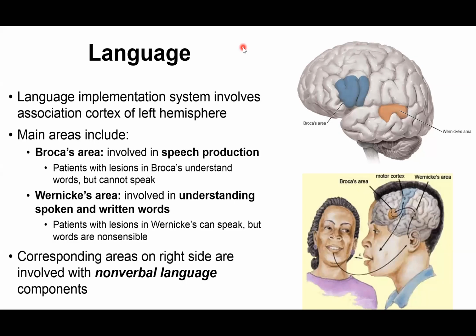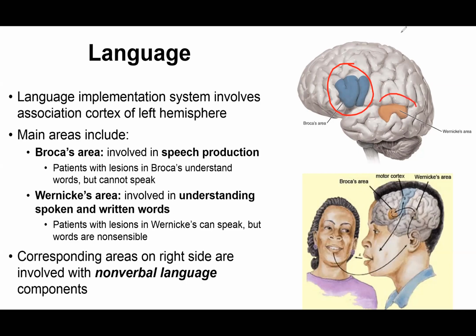So language, again, we kind of talked about this already when we talked about Broca and Wernicke's area, but I'm just going to touch on this again because it's so fascinating. The implementation of language involves the association cortex of a couple of different regions in the left hemisphere. So one of those regions then is called Broca's area, and Broca's area is involved in the production of speech. So, for example, if a patient had some sort of cancer or lesion in Broca's area, they would be able to understand words and understand language, but they wouldn't have the physical capability to speak.